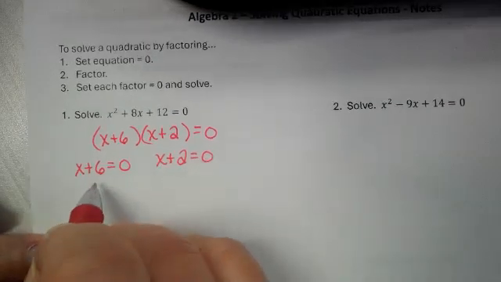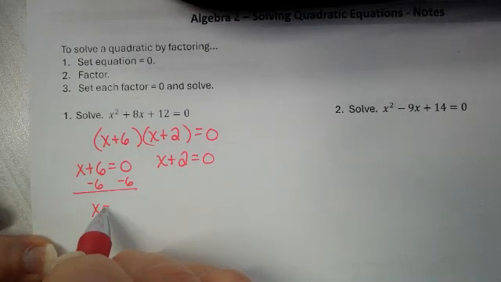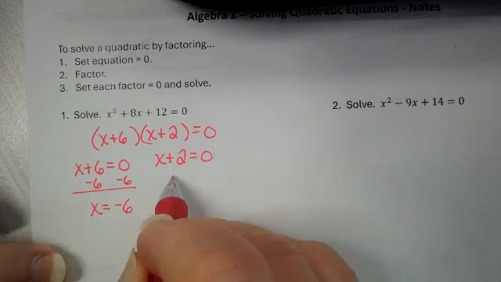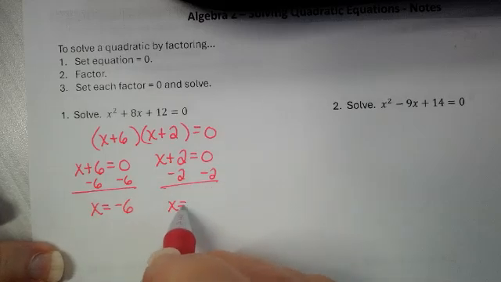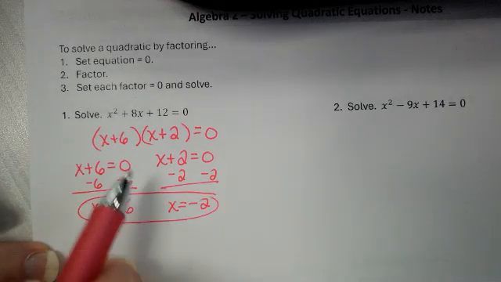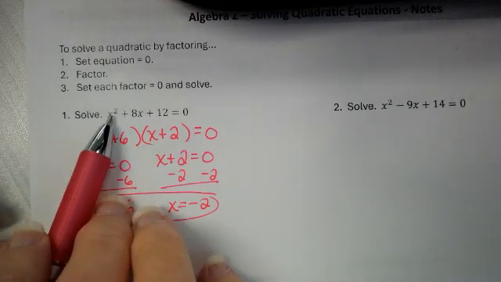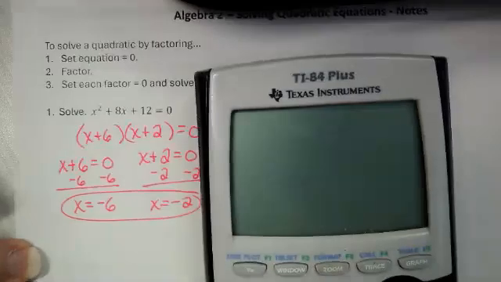So on this side, I'm going to subtract 6 from both sides. X equals negative 6. And over here, I'm going to subtract 2 from both sides. And x equals negative 2. Those are my solutions to this equation. If I put in negative 6, that'll make it equal to 0. I'm going to show you.